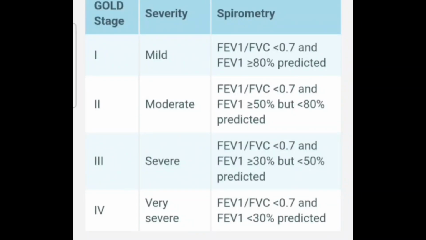Students, one of my students was asking me how do you remember this GOLD staging and how do you remember these FEV1 values to classify COPD as per the GOLD staging. So I have a very easy mnemonic for you, that is GOLD itself. GOLD has four letters, so four classes, 1, 2, 3, 4.